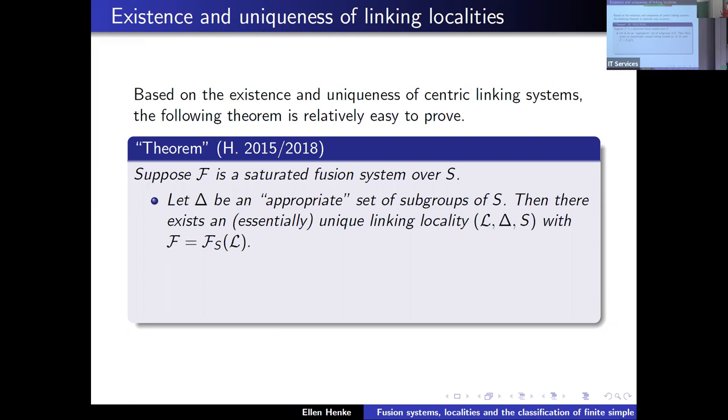And now, actually, these linking localities always exist. And this basically follows from the existence and uniqueness of centric linking systems. So if Δ is a set of subgroups of S which is appropriate in some sense, that one can possibly hope to get a linking locality, then there exists actually an essentially unique linking locality. And the existence and uniqueness of centric linking systems is in some sense a special case of this statement. So the set of F-centric subgroups is one of these appropriate sets Δ. And so there exists a unique linking locality with this set of F-centric subgroups, which I didn't define, but this is the object set of a linking system.